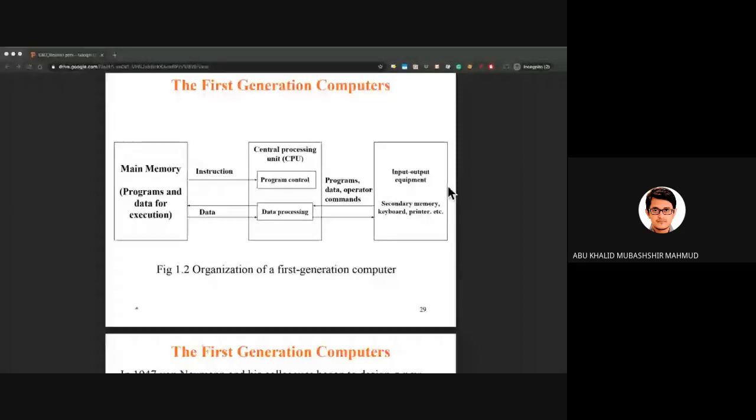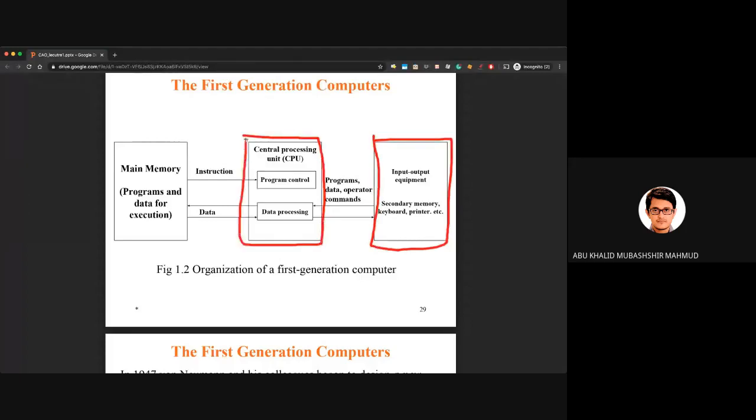Now here we can see the organization of the first generation of computers. It is somewhat similar to the analytical engine. We have three core portions. One is input-output equipment. Another is the central processing unit, CPU. And the other one is main memory, which stores programs and data for execution.